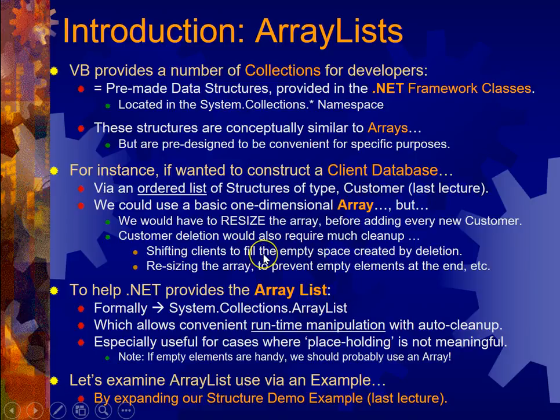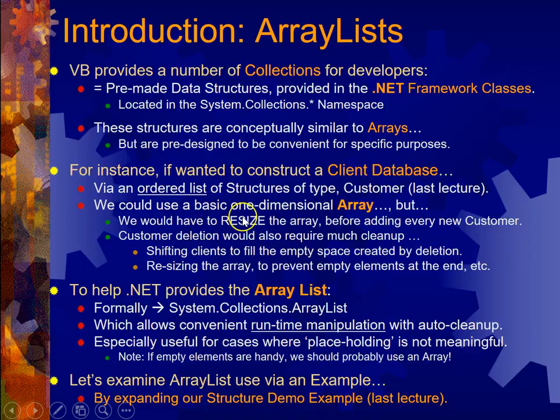For instance, if we wanted to construct a client database, we might use an ordered list of structure type customer. So I just said that in the last video. So you might want a bunch of customers, and you want to put them all into kind of like a big spreadsheet. But we don't have spreadsheets in .NET, but we can create something that does the same thing as a spreadsheet, and that's going to be an array list of the different customers.